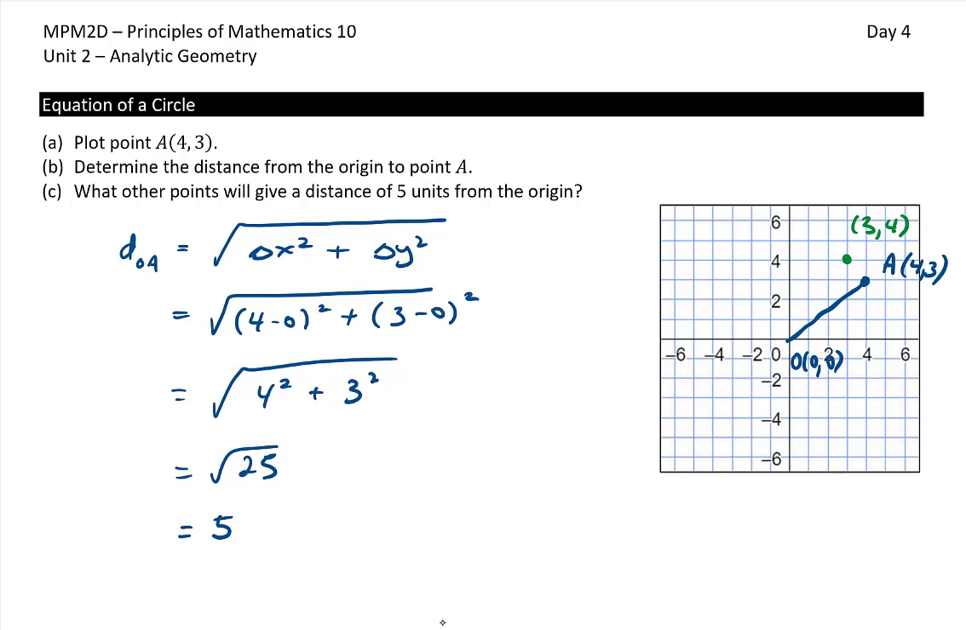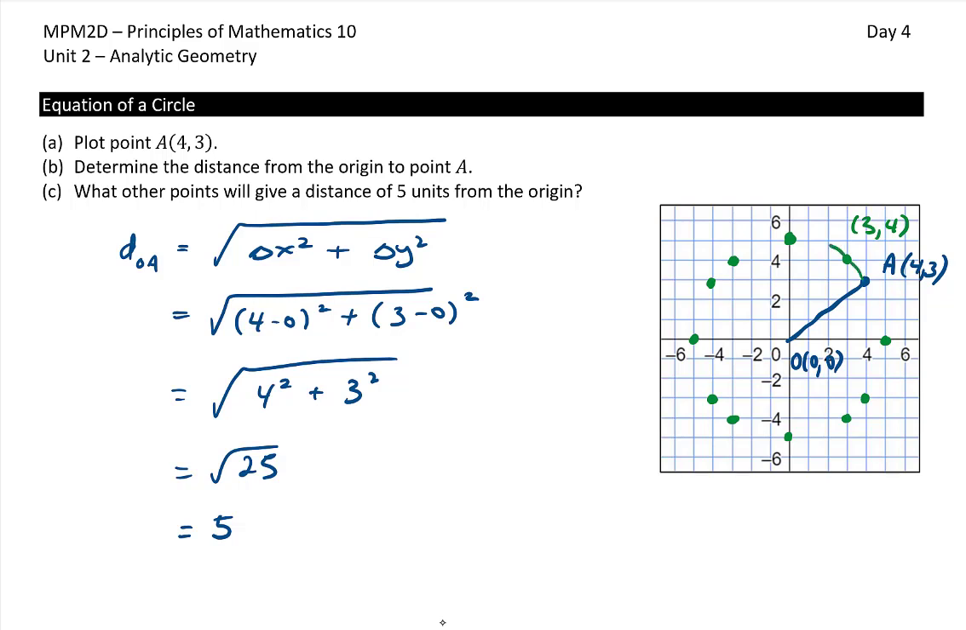We can do 0 and 5. That's 5 units away. We can then go to negative 3 and 4. That's going to be negative 3 squared plus 4 squared, which again is 25, and the square root of 25 is 5. We can do negative 4 and 3. We can do negative 5 and 0. We can also take the point negative 4 and negative 3, negative 3 and negative 4, 0, negative 5, 3, negative 4, 4, negative 3, 5 and 0. So there are several points that are 5 units away from the origin.